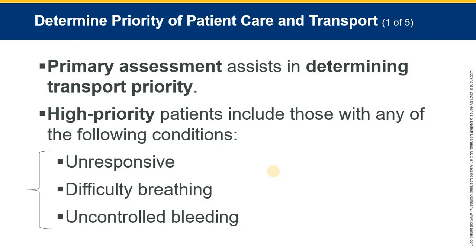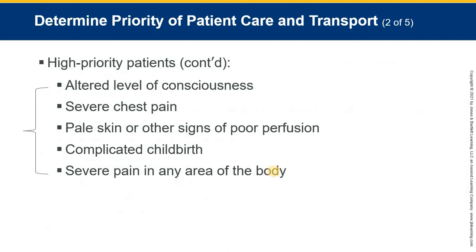It's going to be those that are unresponsive, not breathing adequately, not breathing well, difficulty breathing, uncontrolled bleeding. Now, your high priority patients are going to be people that have altered levels of consciousness, severe chest pain that you're concerned they're having a heart attack, pale skin, poor perfusion, blood loss, that sort of thing. Any complicated childbirth, which we'll go over in the OB section, so not normal childbirth. Severe pain for the patient will generally be considered high priority.